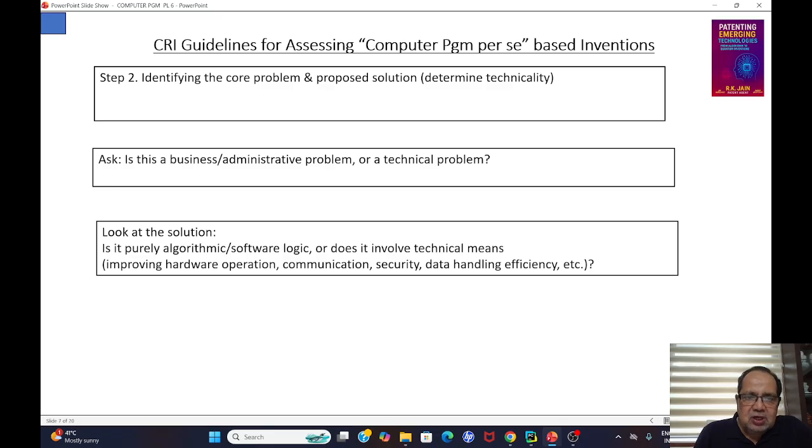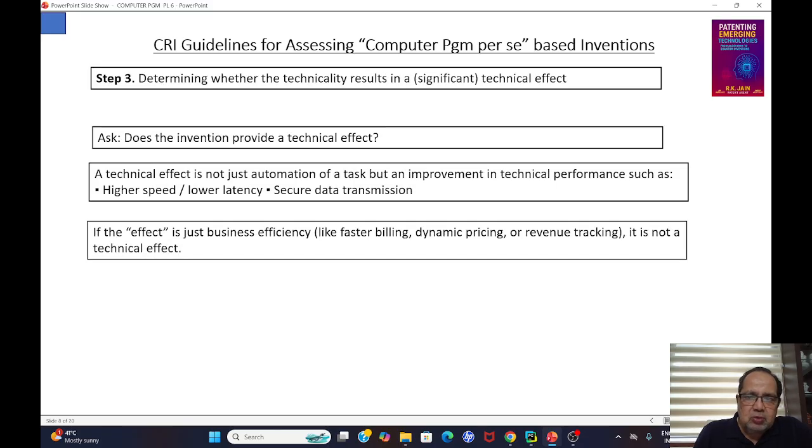So we have worked out the problem in step 1. The solution we have tried to assess in step 2, and how the solution is going to be implemented, that is the technicality involved. We assess it through step 2. Now we come to the production of the technical effect. This is dealt with under step 3.